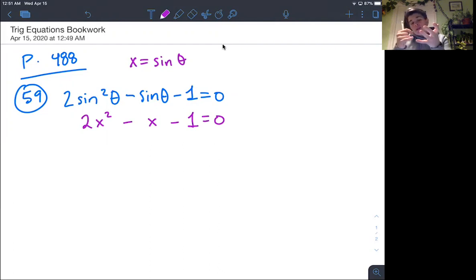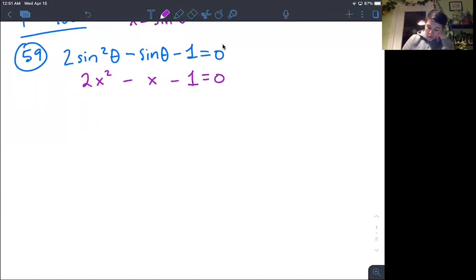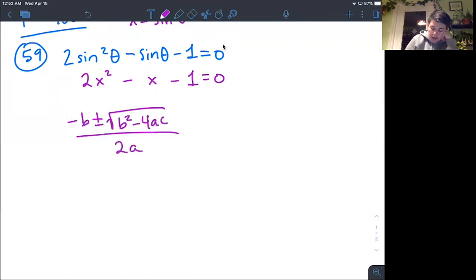Now, if you wanted to, you could do some factoring with this. You could use the X box method. I don't necessarily want to try to describe how to do that on here, so I'm going to use our old tried and true friend, the quadratic formula. Bear with me. I know you're probably rolling your eyes, but the quadratic formula works. Let's remember it's negative b plus or minus the square root of b squared minus 4ac all over 2a. So that's what x is equal to.